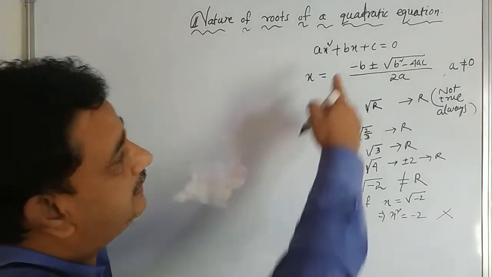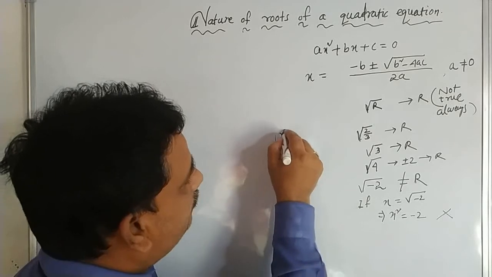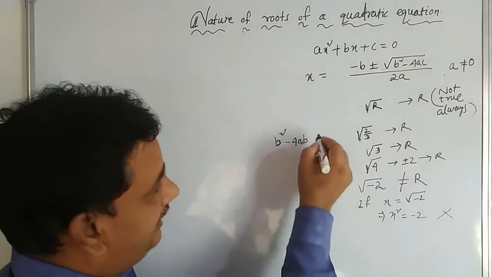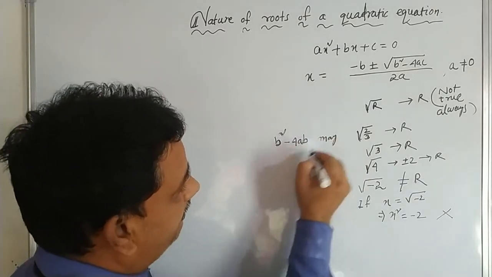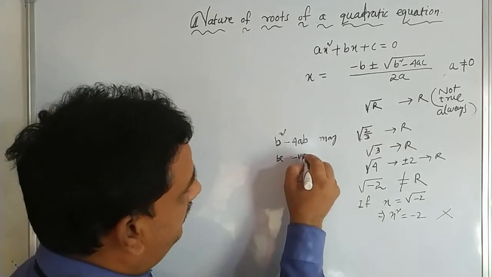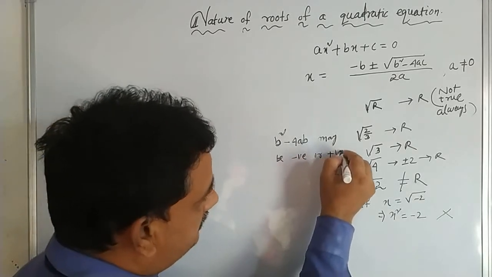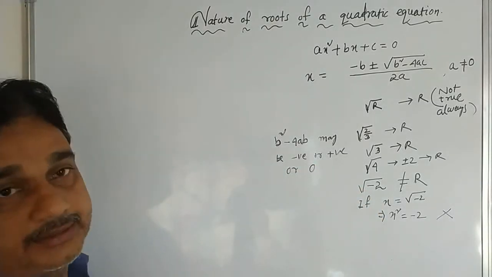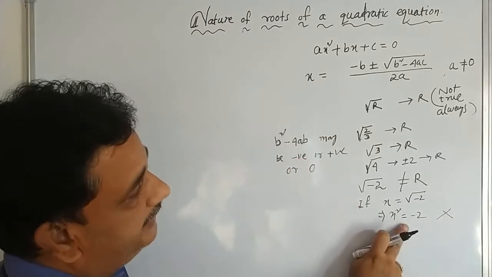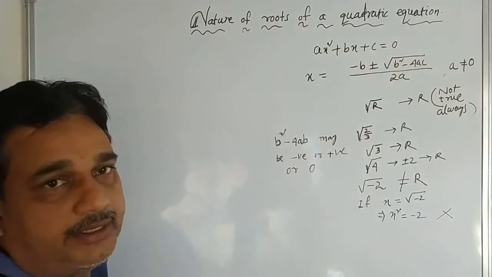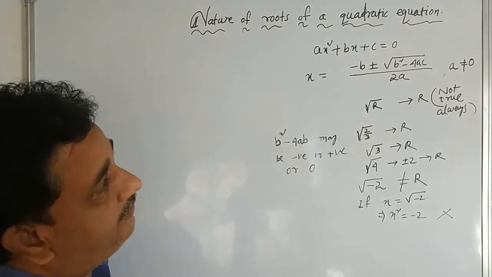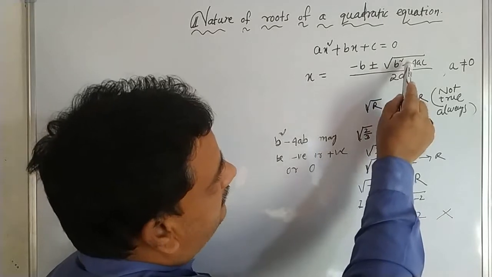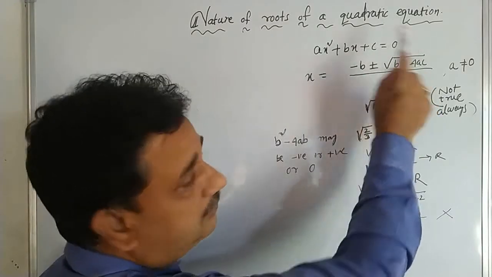So there is a chance that b square minus 4ac may be negative or positive or 0. Different chances are there. If it is negative, then it will not have any real roots. But you cannot say that if this is negative, it has no roots.